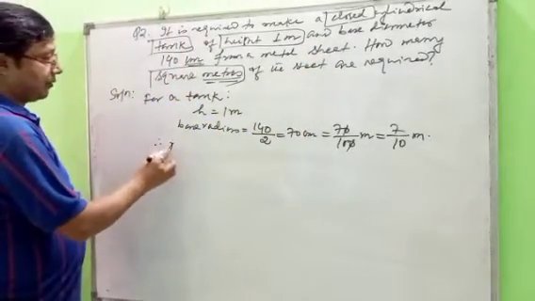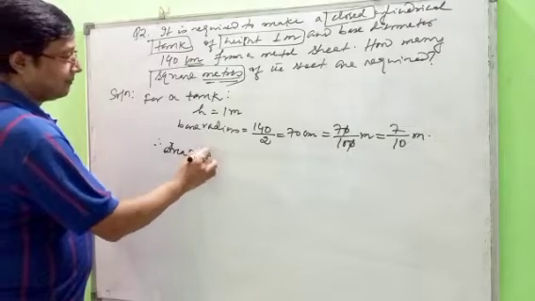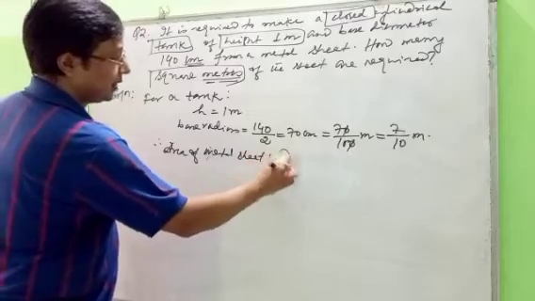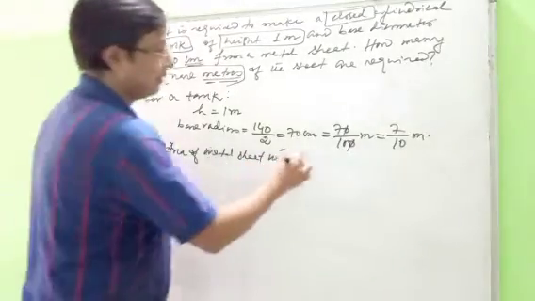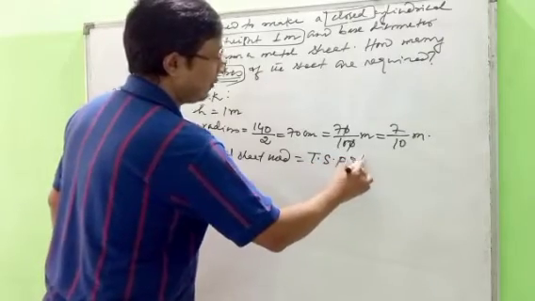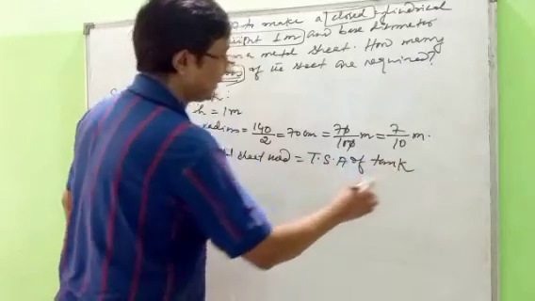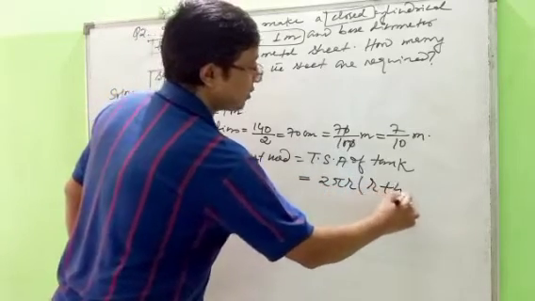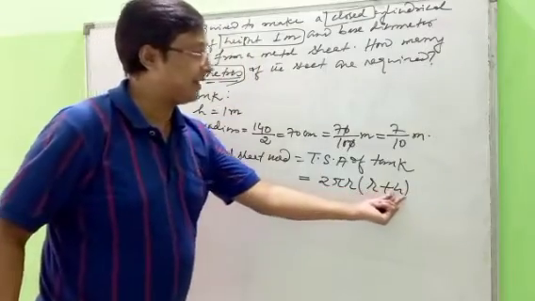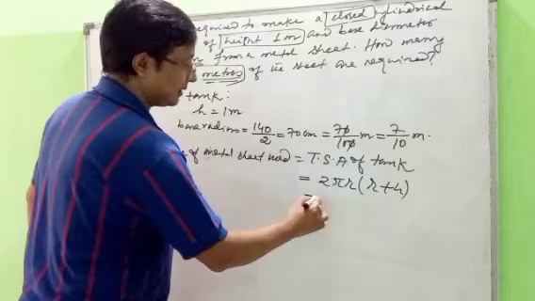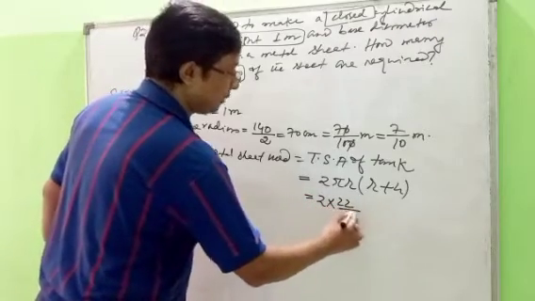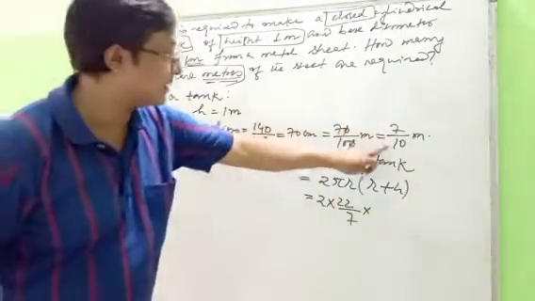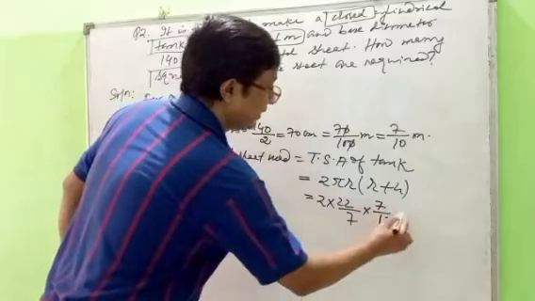Therefore, area of metal sheet used equals the total surface area of the tank, which is given by 2 pi r into (r plus h). Here r is the radius, h is the height. Now by calculation, 2 into pi, which is 22 by 7, into radius. The radius you got is 7 by 10. So it is 7 by 10 into r.